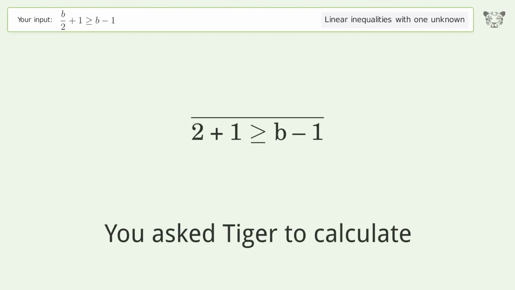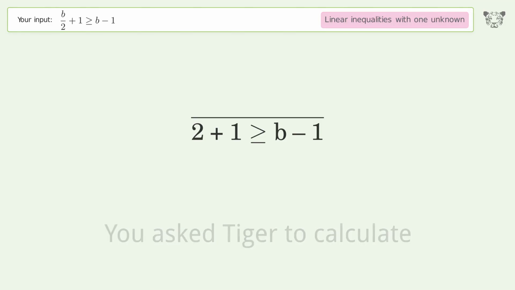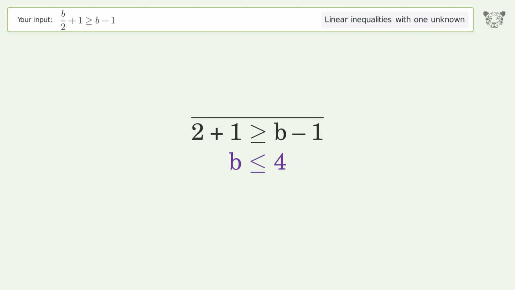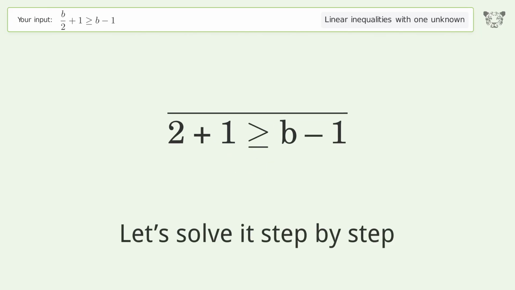You ask Tiger to calculate. This deals with linear inequalities with one unknown. The final result is b equal or smaller than 4. Let's solve it step by step.